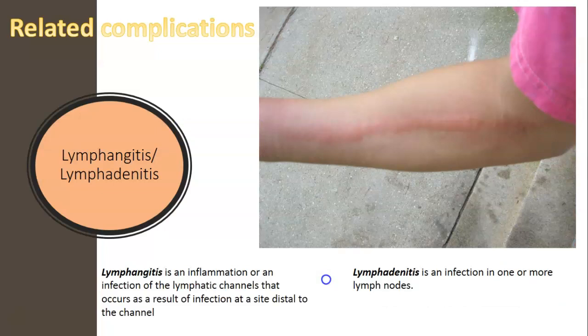Some related complications: lymphangitis and lymphadenitis, basically either an inflammation or an infection of the lymphatic channel that occurs as a result of an infection at the site distal to the channel, so at distance from it, versus lymphadenitis, which is an infection in one or more of the actual lymph nodes.